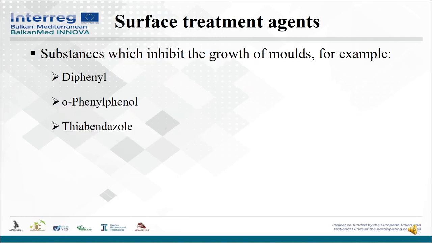As for surface treatment agents, these are substances which inhibit the growth of molds, and some cases are, for example, diphenyl, which is authorized for use on the peel of citrus fruit, or orthophenylphenol, which is also authorized for use on the peel of citrus fruit. Thiabendazole is authorized for use on the peel of banana and citrus fruit. These preservatives may be the only extrinsic hurdle for citrus fruits.